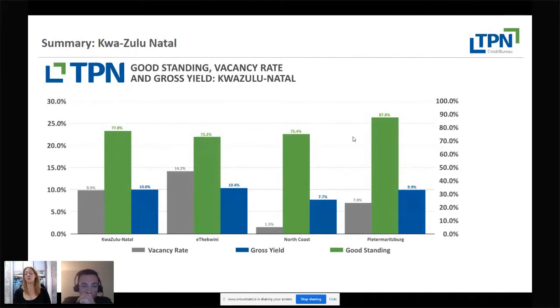Vacancies on the North Coast, 1.5%. And eThekwini is sitting at 14%. So Durban, that Durban area is where the vacancies are struggling the most. And then you go and have a look at your gross yield. So your gross yields are sitting at around about 10%. So how do gross yields work?